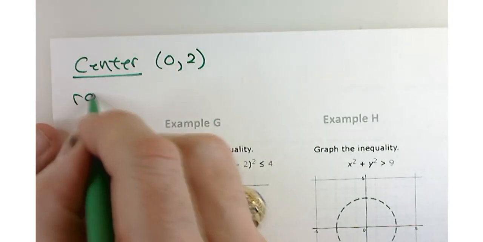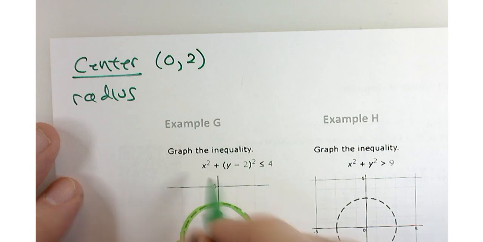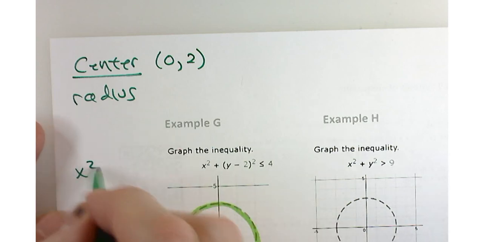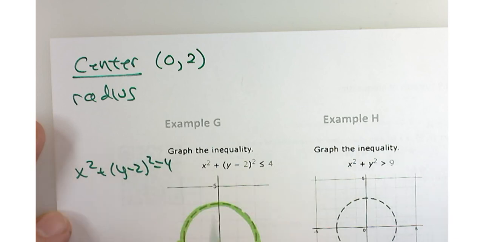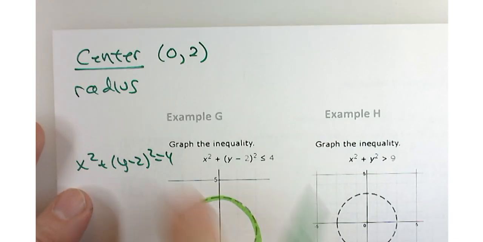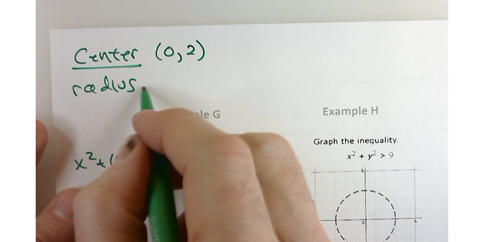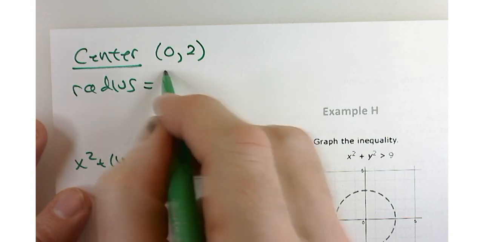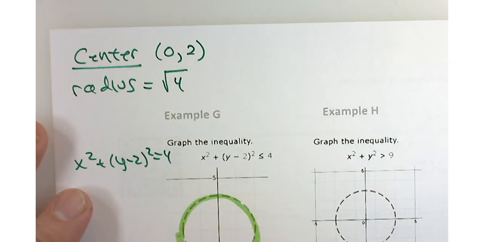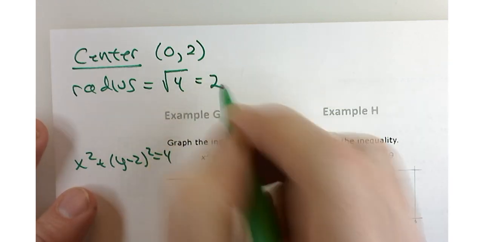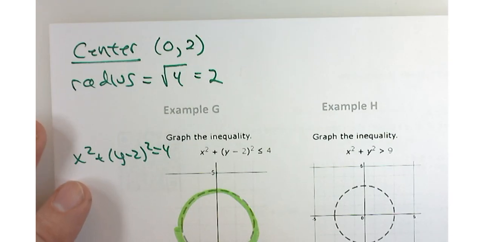Now as far as the radius is concerned, and I guess we're looking at both of these because we have to consider the equation x squared plus y minus 2 squared equals 4. The right-hand side is going to be the square of the radius. So if I want the radius, I've got to take its square root.